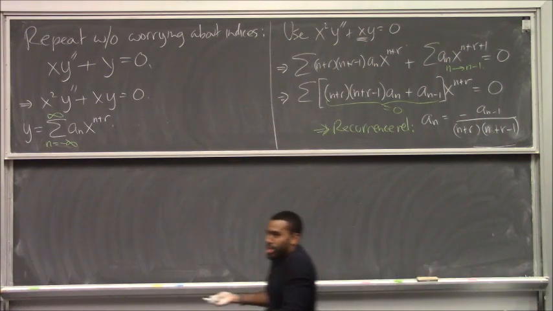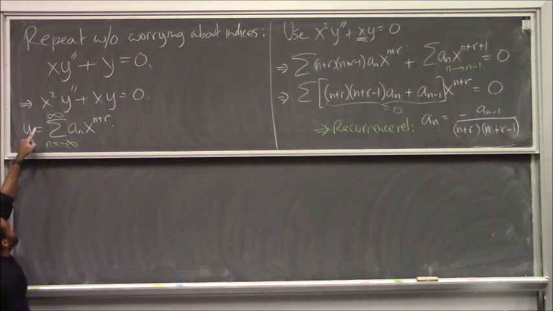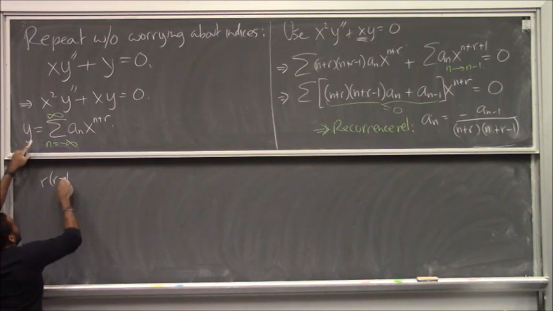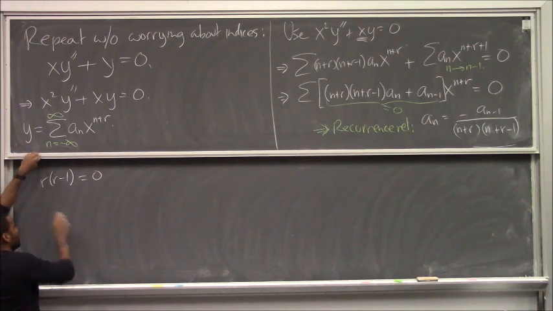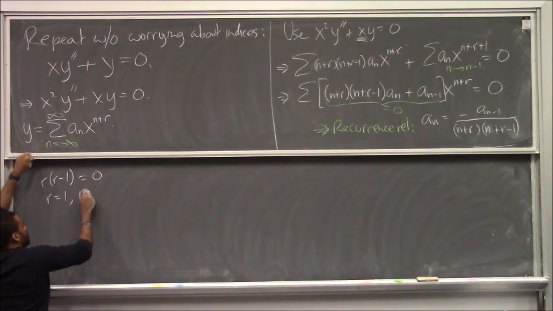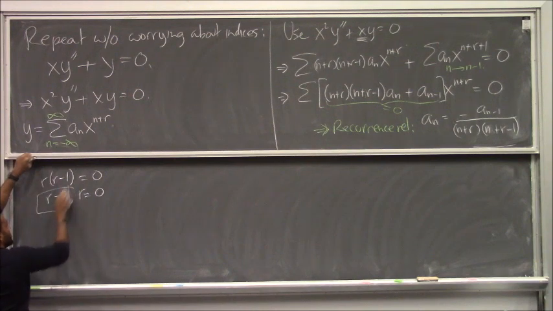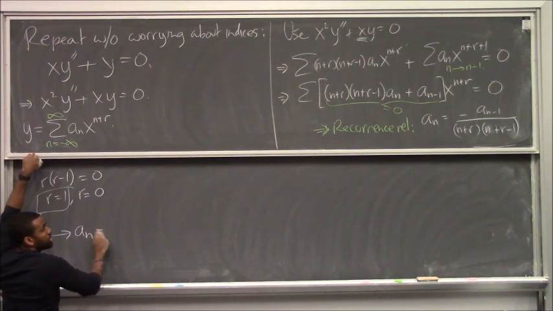Here's where I just do the shortcut. Look at that: r times r minus 1, there is no beta, the gamma messes up. That's it. So r equals 1, r equals 0, and the larger root is this guy. That's going to be what I do.